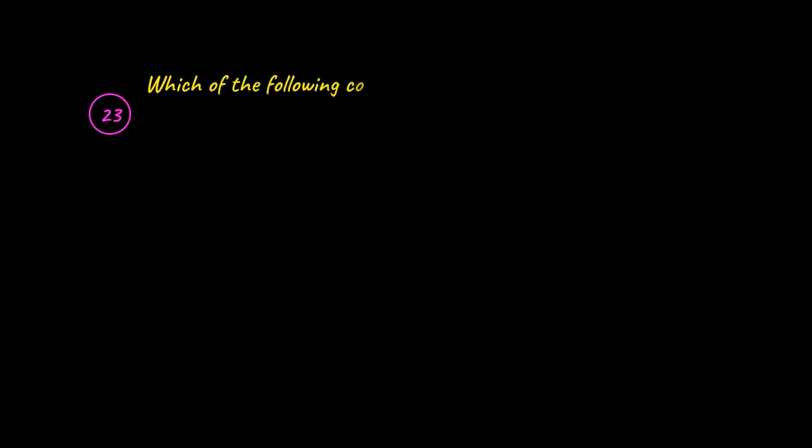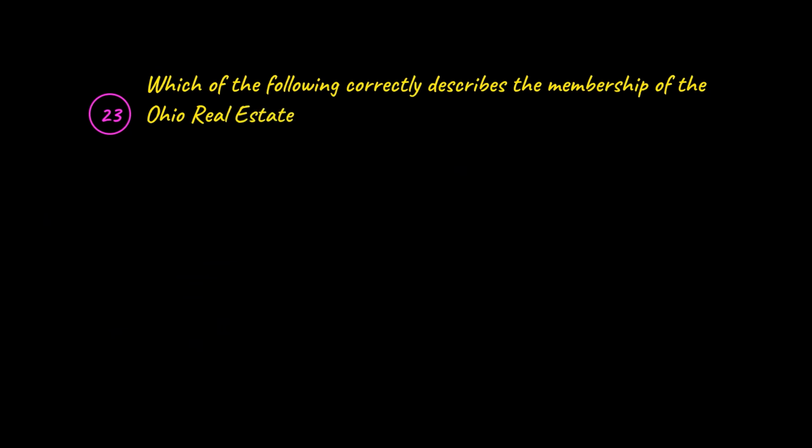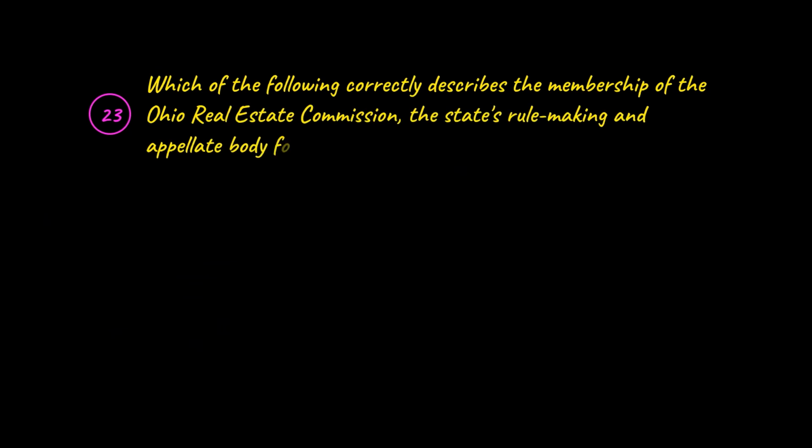Question 23. Which of the following correctly describes the membership of the Ohio Real Estate Commission? The state's rulemaking and appellate body for licensees. Your options are A. 9 members elected by licensees.